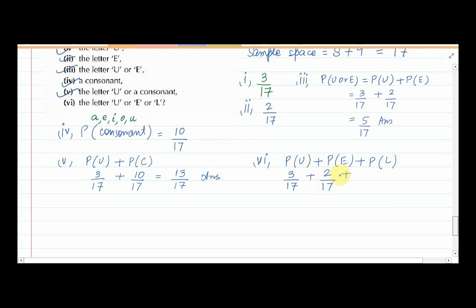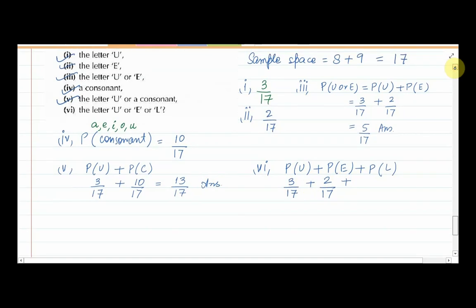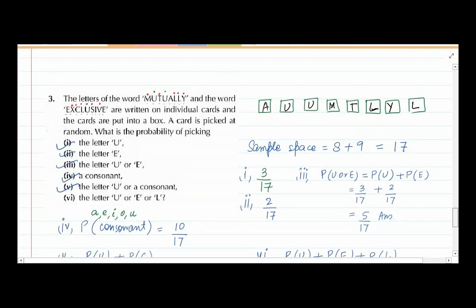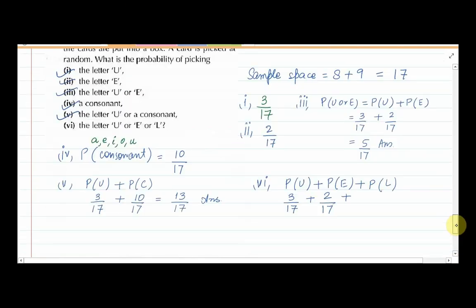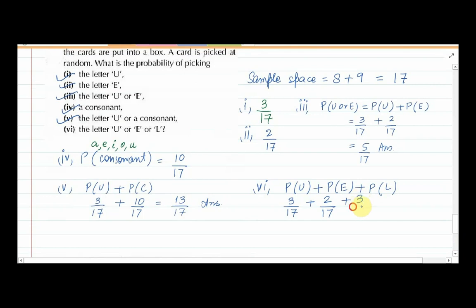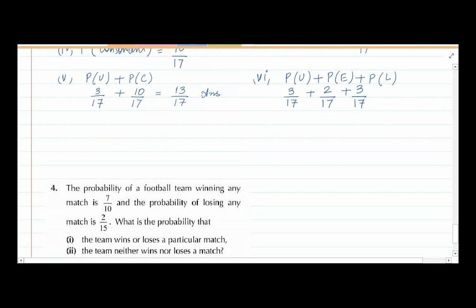Now we haven't found the probability of L, but we can find how many L we have in these two words. So it's 1, 2, 3. So you got 3 L's in these two words. So it will be 3 divided by 17. Now the denominators of all these expressions is same, that means we can easily add them. So 3 plus 2, 5, and 5 plus 3, it's 8. So the final answer is 8 divided by 17.